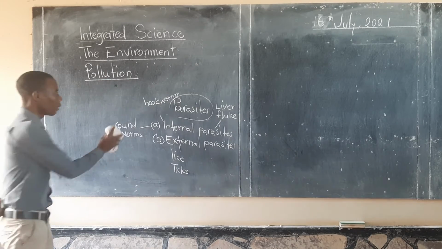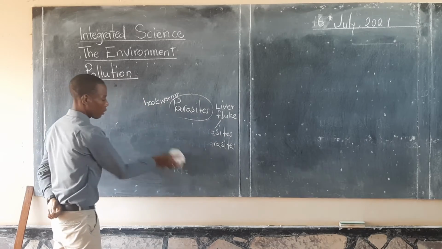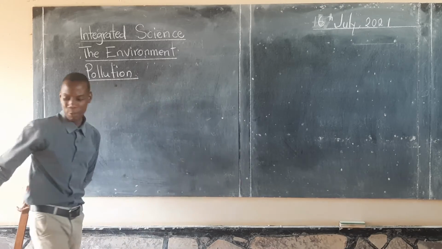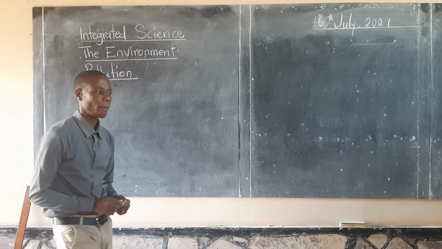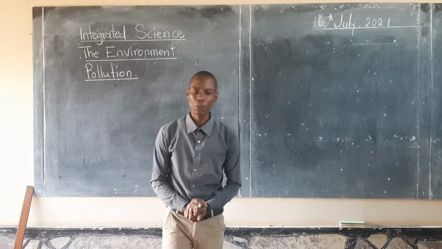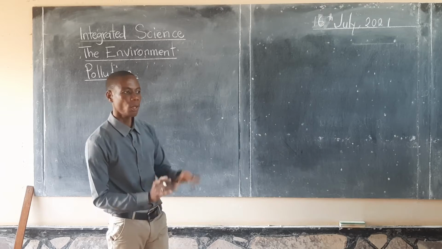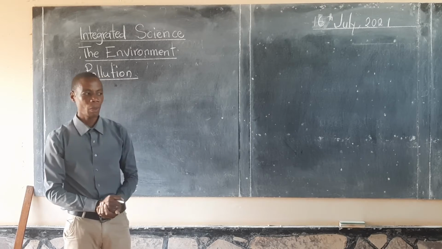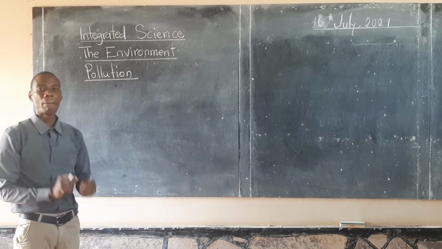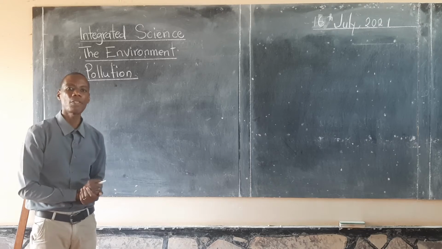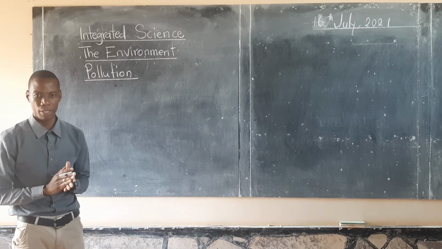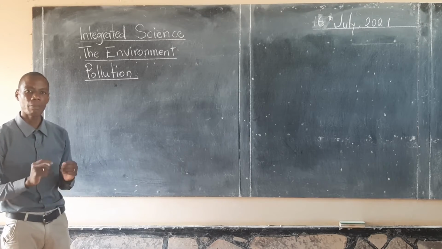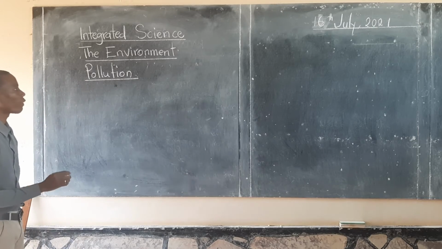Having given the preamble on the parasites and how these chemicals cause pollution, I want to find out from you: what is pollution? What do you think is pollution? We always talk about pollution, that we are polluting the environment. What do we mean by pollution? Well, without wasting much time, pollution means introducing harmful substances into the environment. So therefore, pollution is the introduction of harmful substances into the environment.